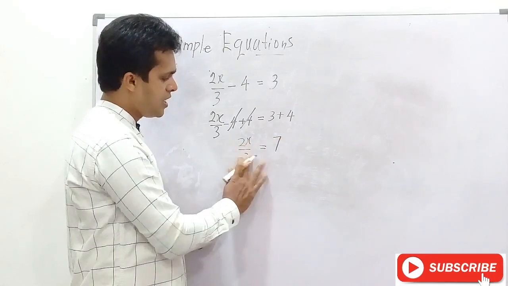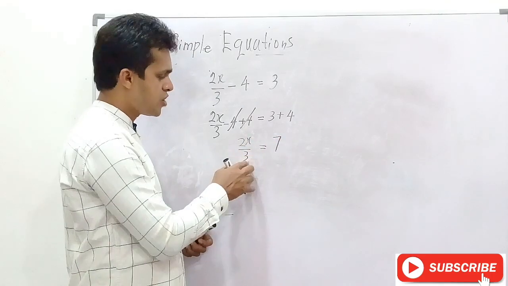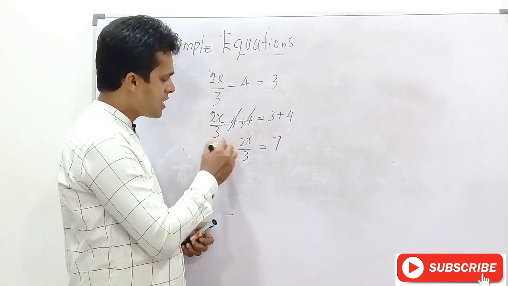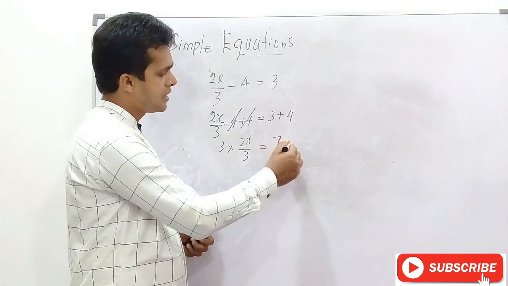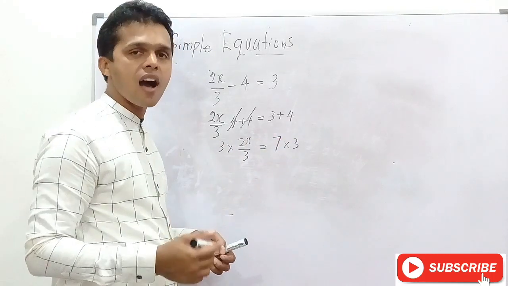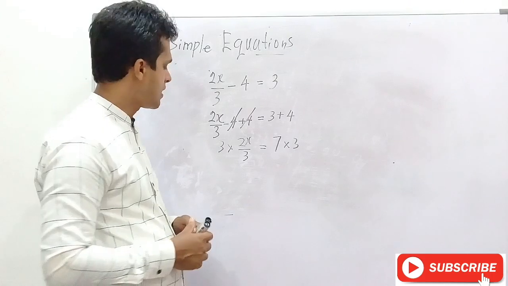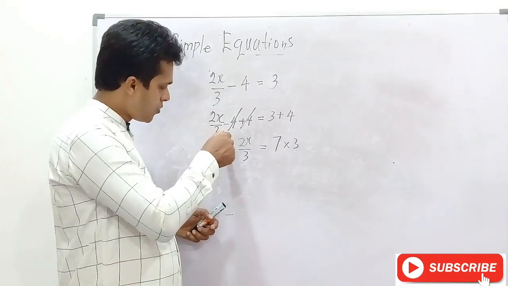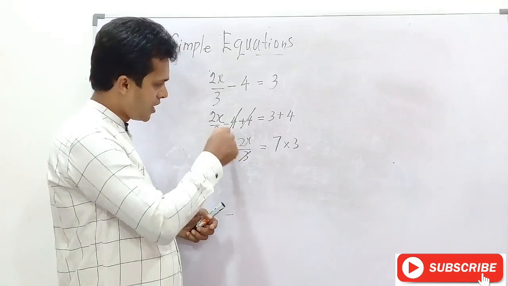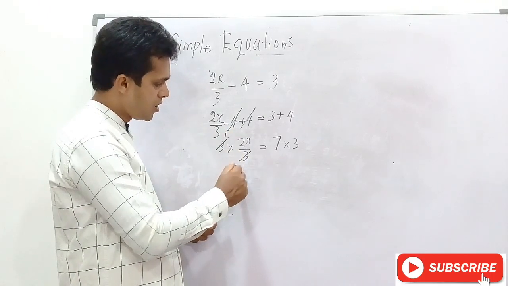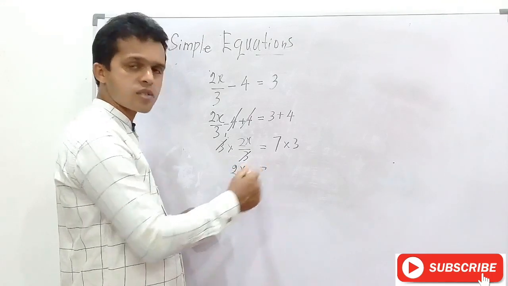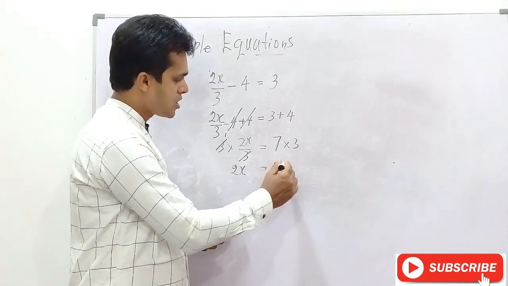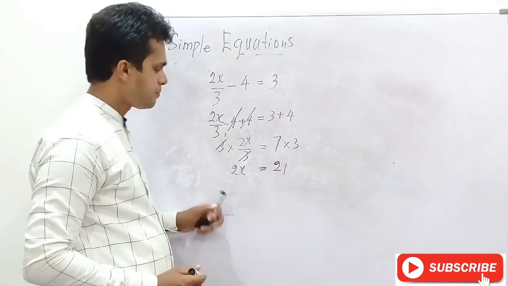Now here in the denominator of this fraction you could see 3. Therefore both sides are multiplied by 3. Now simplify this 3 and this 3. Here 1 times 2x is 2x. 2x equals 7 times 3. What is 7 times 3? 21.